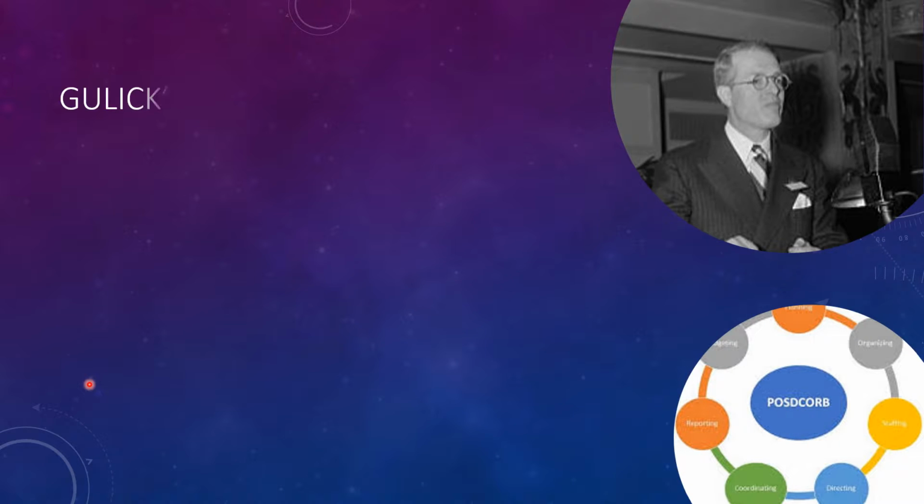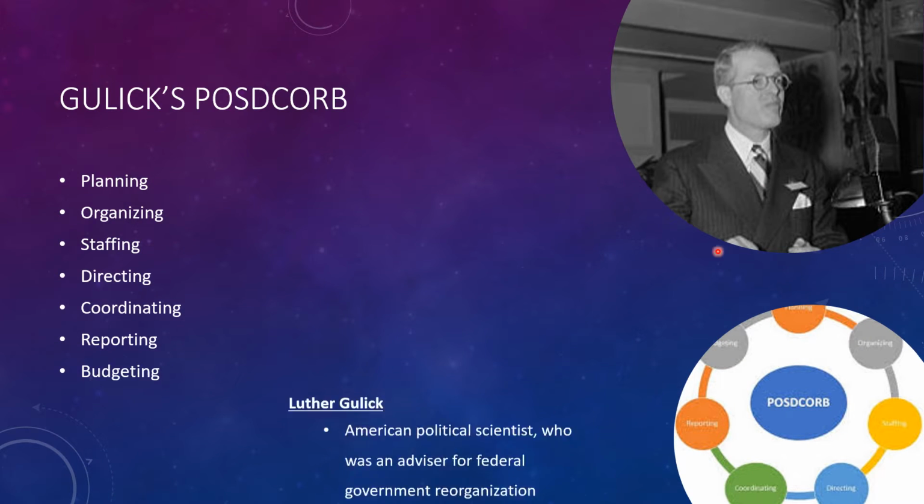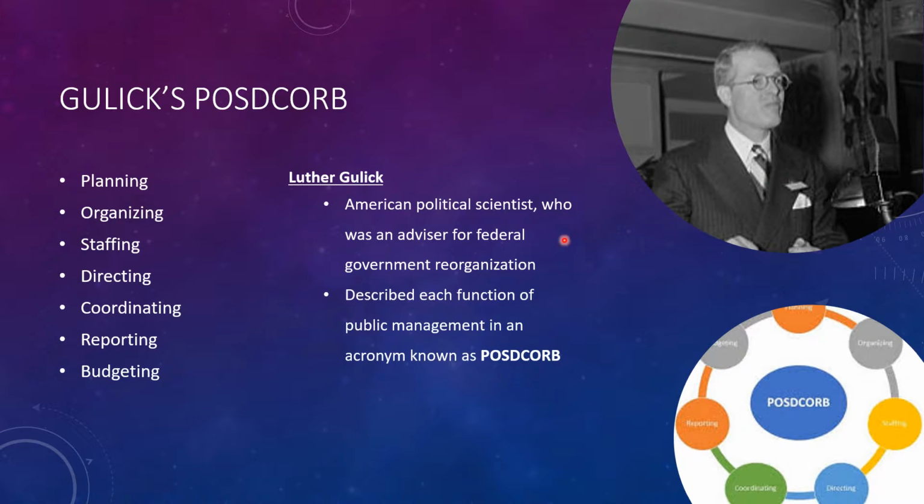Luther Gulick was an American political scientist who was known as an expert on public administration. Following in Henri Fayol's footsteps, Gulick compiled a similar acronym known as POSDCORB, which described the functions of public management. P: Planning. Preparing you and your organization to become more effective for the future.